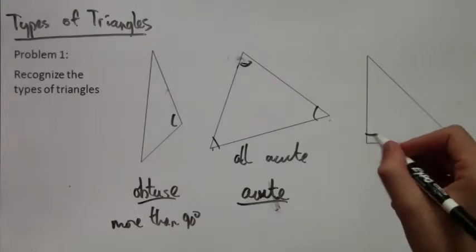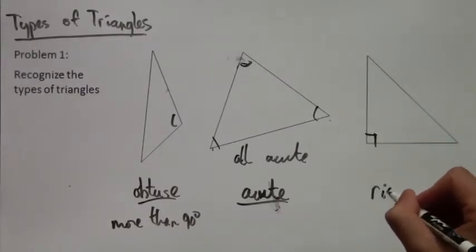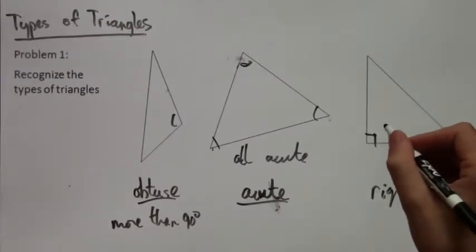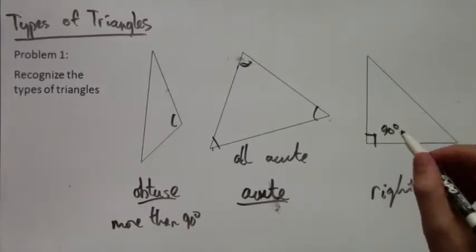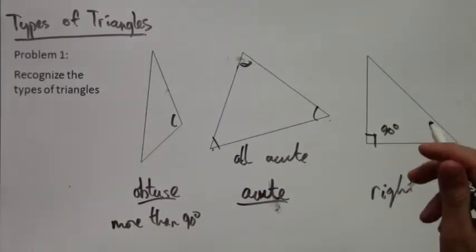And now the last example, this is a 90 degree angle that we can see. It's a right angle, and since there's a right angle, it's a right triangle. And that's all there is to it.